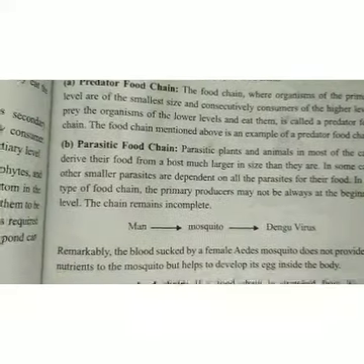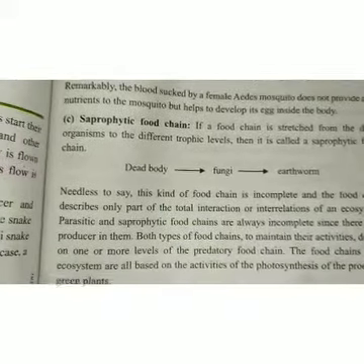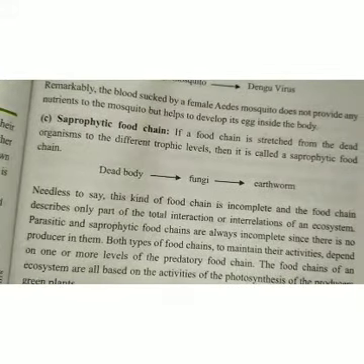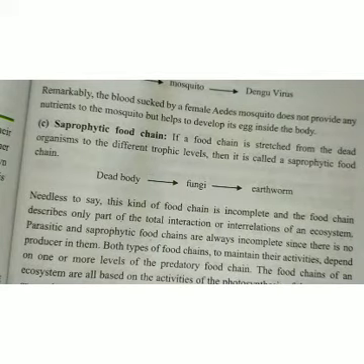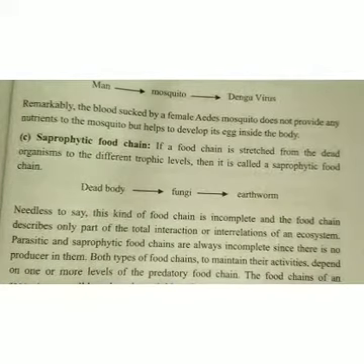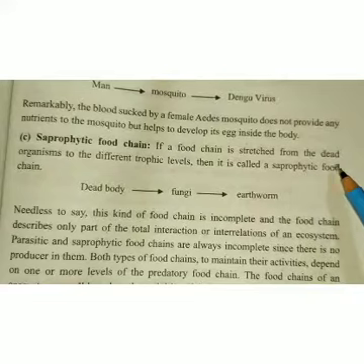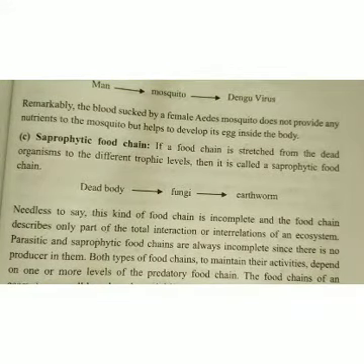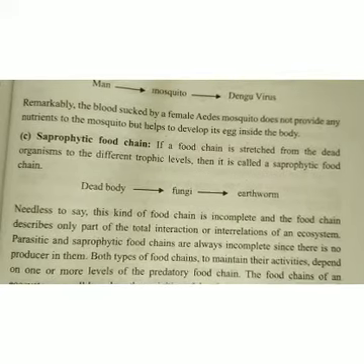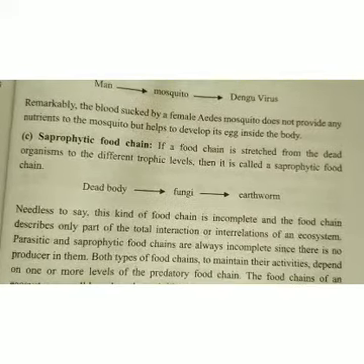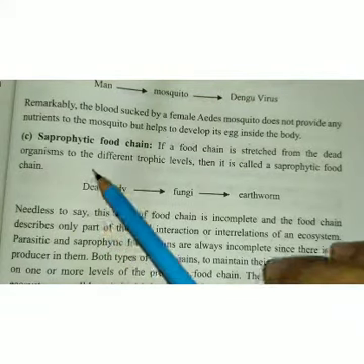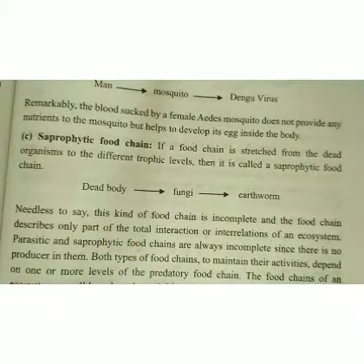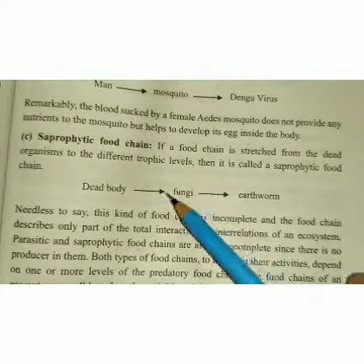Then the saprophytic food chain. If a food chain starts from dead organisms to the different trophic levels, then it is called a saprophytic food chain. A saprophytic food chain always starts from dead bodies, and the nutrition from dead bodies goes to fungi and then earthworm.